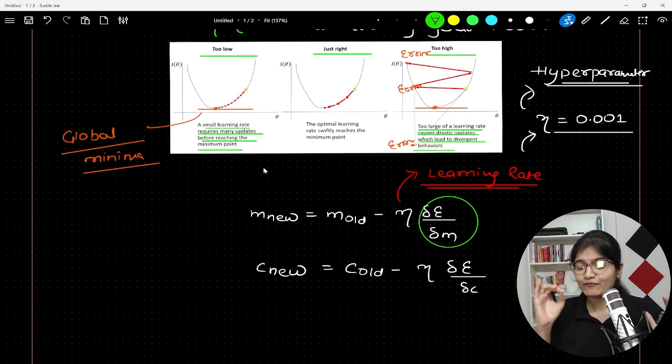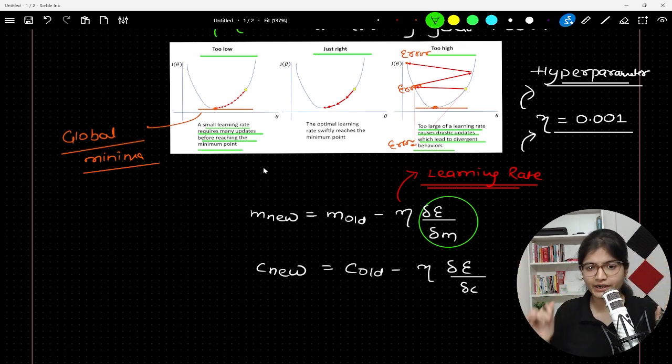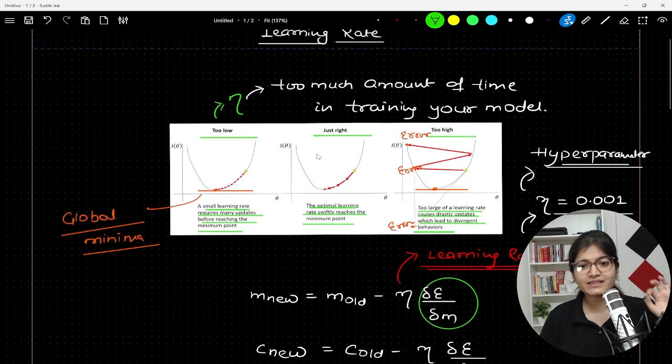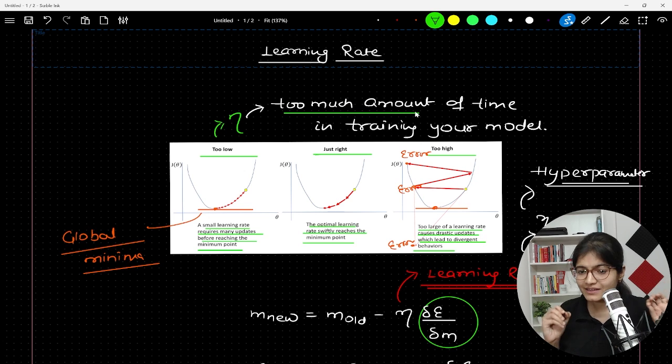But definitely, if you are taking an optimal value of learning rate, what will happen? It swiftly reaches the minimum point. So in this case, the issue of taking too much time will also be resolved. In this case, not getting an optimal global minima is also resolved. You will move ahead with significant steps, and definitely you will be able to reach a global minima within the desired amount of time that is provided to you.